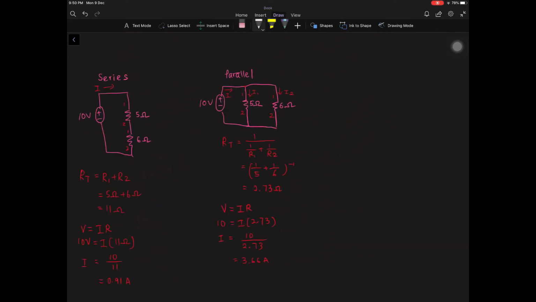As you can see, I use the same value of power supply and the same value of resistance, and yet the current of each circuit is not the same. For the series, the total current is 0.91. For the parallel, the total current is 3.66. So if you change the resistor to a light bulb, the light bulb in the series circuit is dimmer than the light bulb in the parallel circuit.